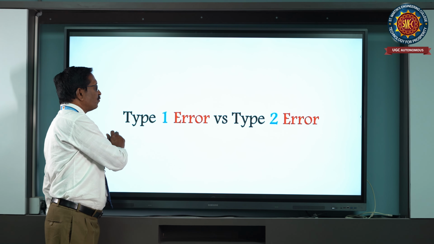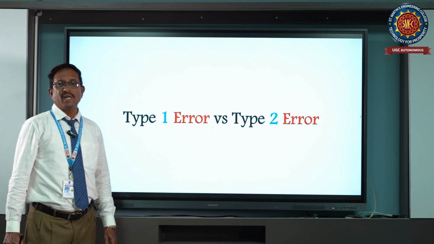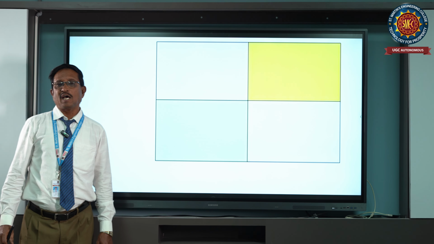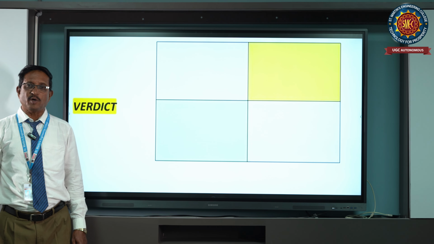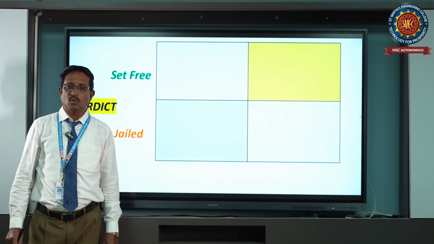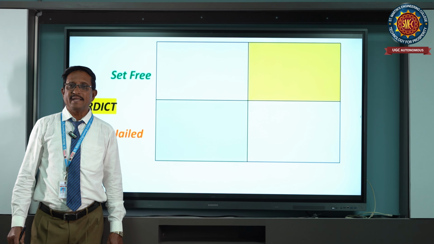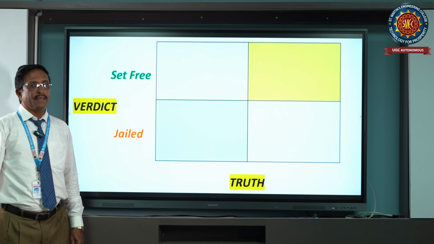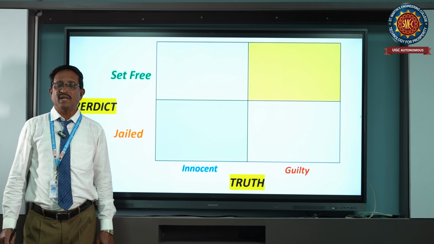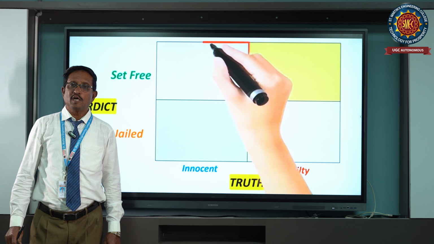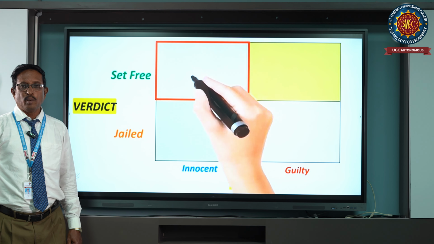Next one is type 1 error and type 2 error. Rejection of the null hypothesis when the null hypothesis is true is called type 1 error, and it is generated by alpha. Accepting the null hypothesis when the null hypothesis is false is called type 2 error. This is generated by beta.